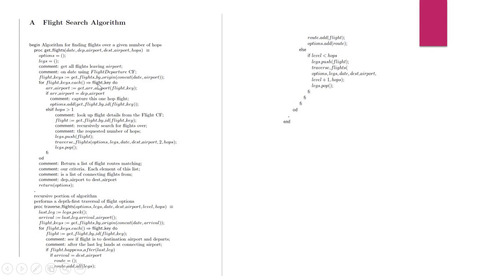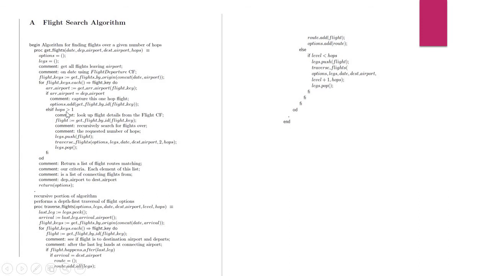So the keys are basically get flights by origin and get flights by ID. For this key, what you do is you get the airport with this procedure by passing the flight key. So if the arrival airport is the same as the departure airport, then we'll print this comment, capture this 1-hop flight, and we'll add this flight to the get flight by ID.